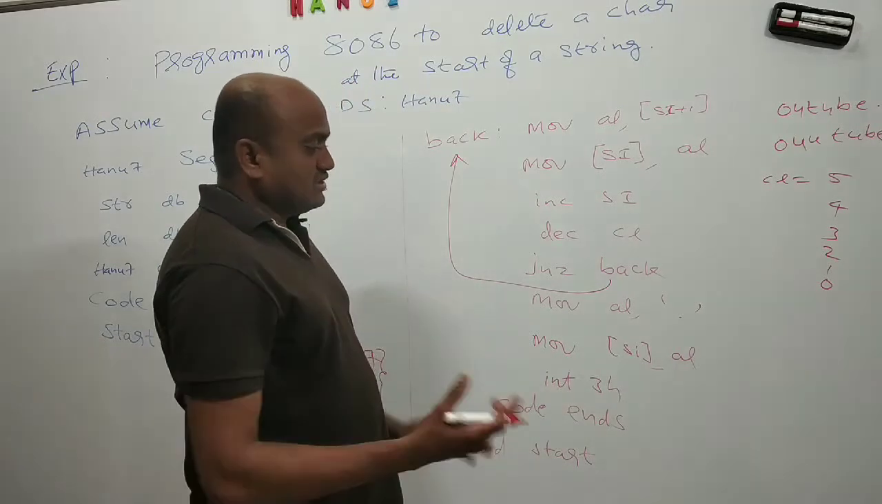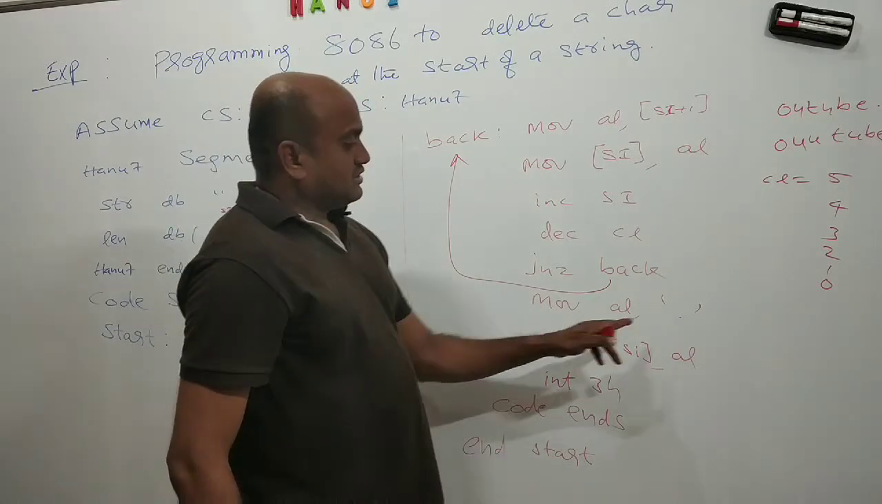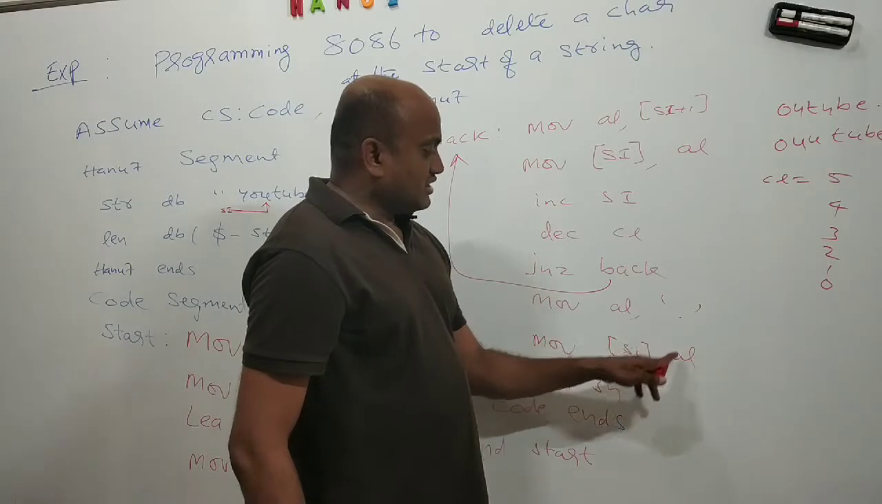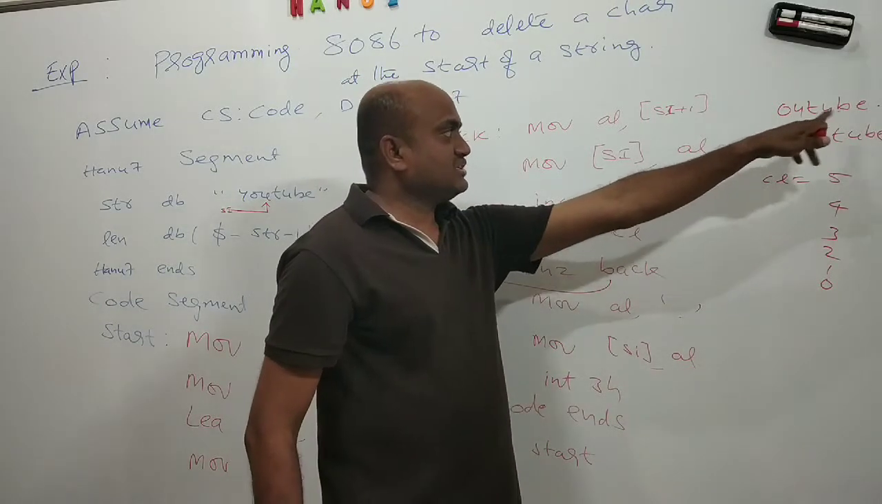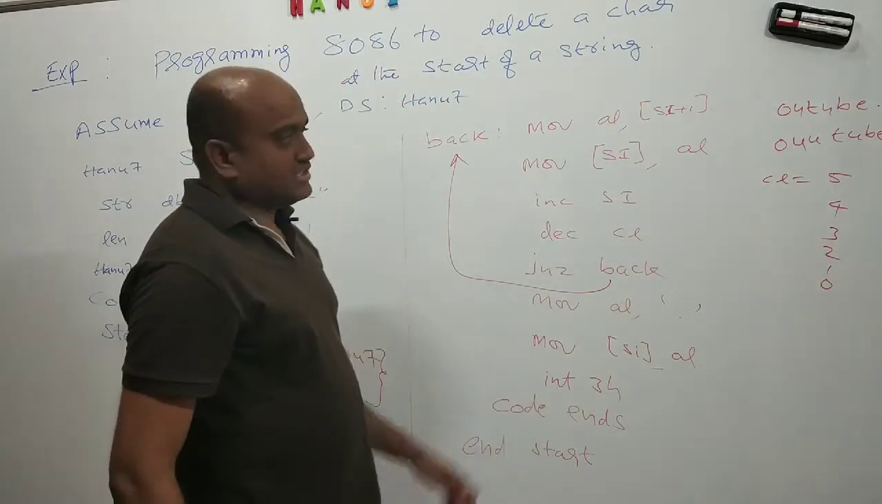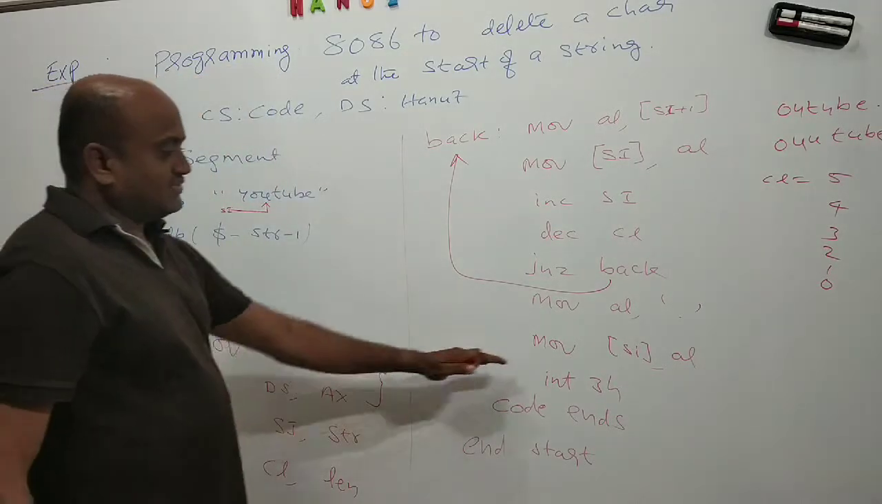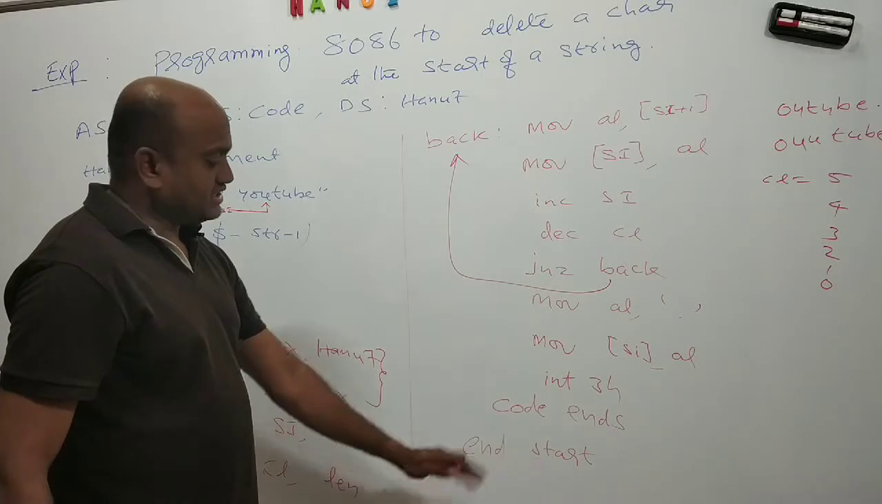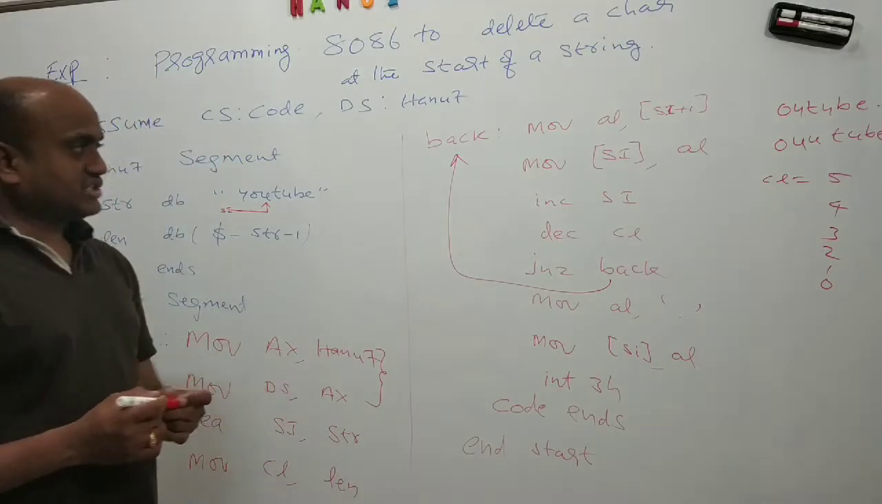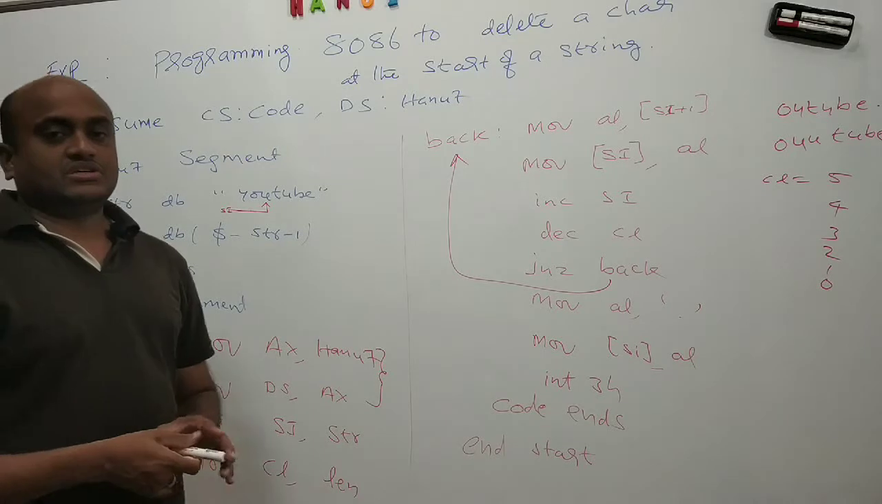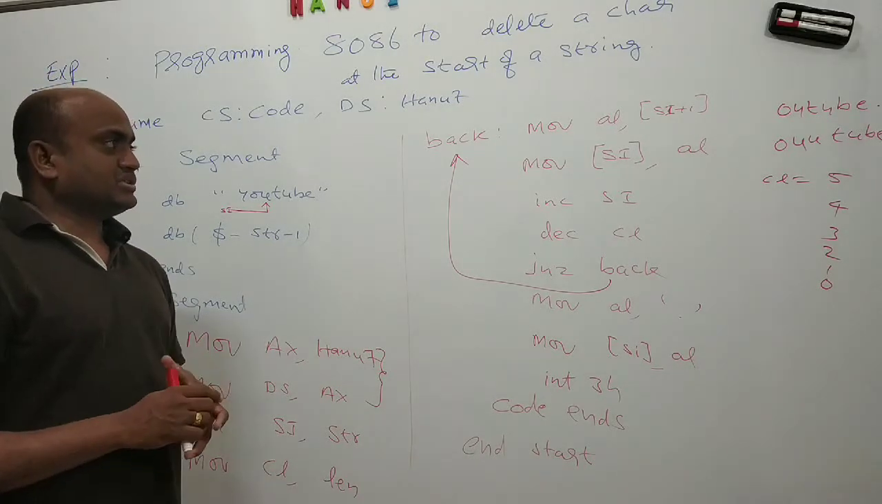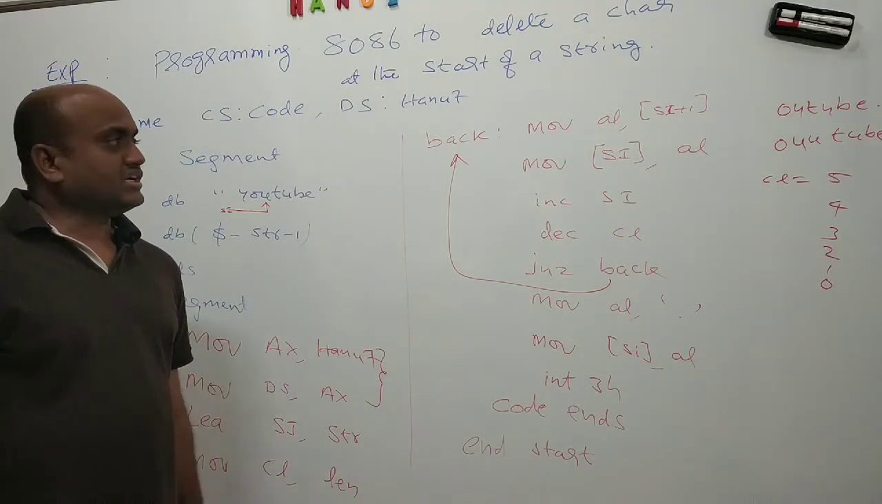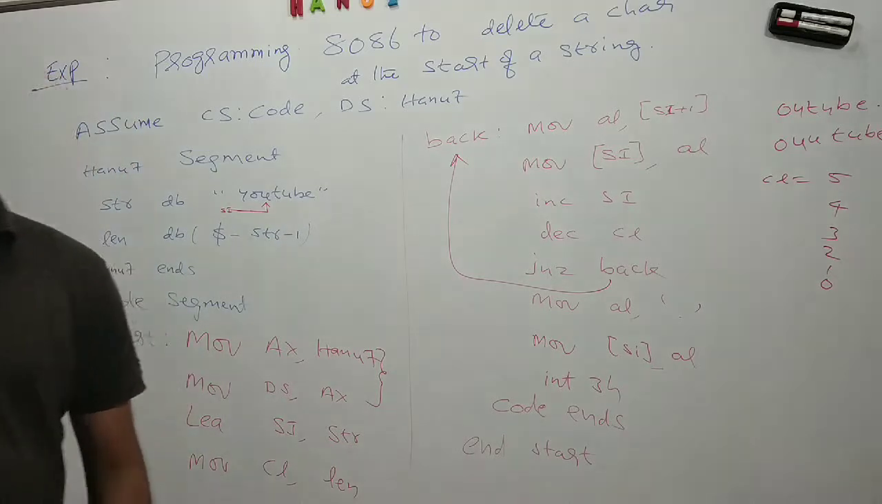Like that we are copying the last character dot in this string, so it is becoming OUTUB. This is what is our desired output. It will stop executing the program, then code ends and end start. So this is the logic which we have developed to delete the first character in a given string.